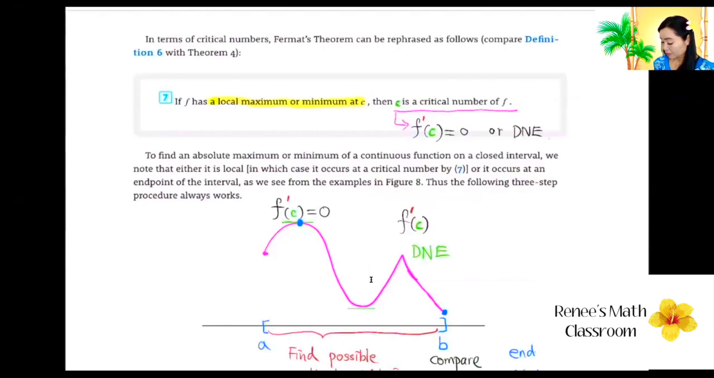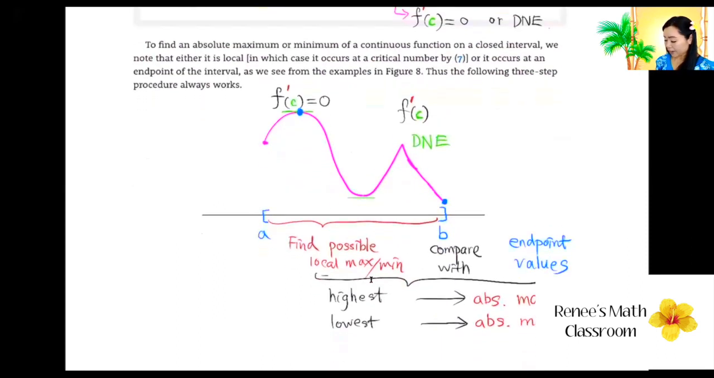Okay, so in terms of critical numbers, Fermat's theorem can be rephrased as follows. If the function f has a local max or local min at c, then c is a critical number of the function, which means that the derivative is either equal to 0 or does not exist at c. Okay, now how do you find absolute max and absolute min then?